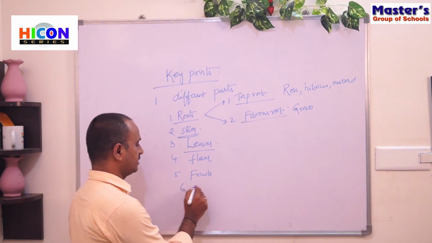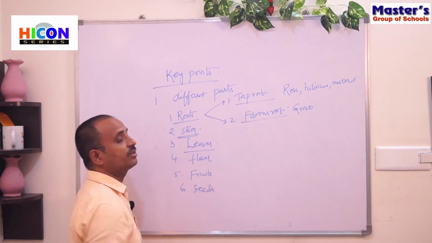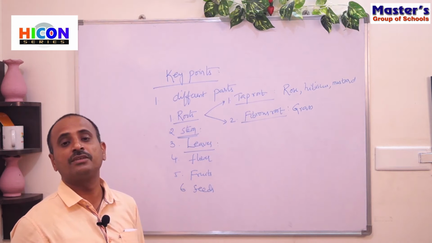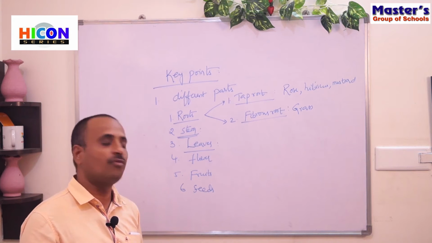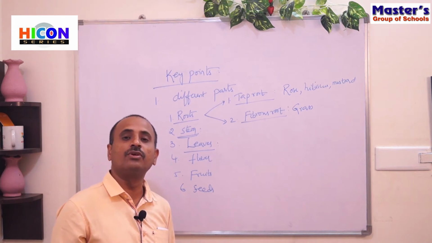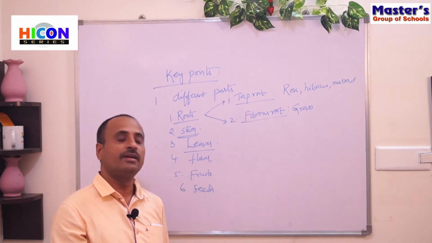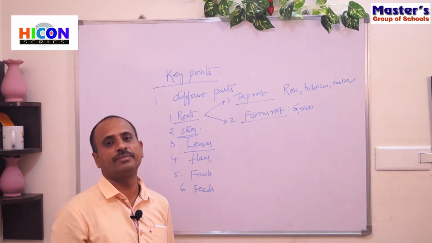And another one is seeds. So seeds are also a part of the plant. We will get a new plant from the seeds. That means if we give air, water and warmth, the seeds will grow into a new plant, and the new plant will become a large plant, and this process is called seed germination.